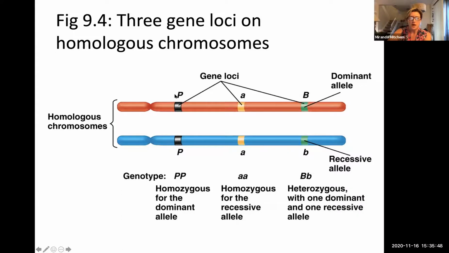All we can get by crossing big P with big P is big P, the homozygous dominant genotype, which will lead to the dominant phenotype. When we cross little a with little a, we've got the homozygous recessive expression. But now with locus B, we've got the heterozygote that has one dominant and one recessive allele. So what's happening at one locus here has no bearing on the other locus.